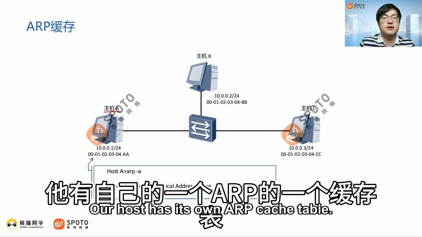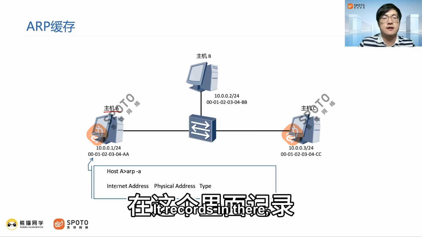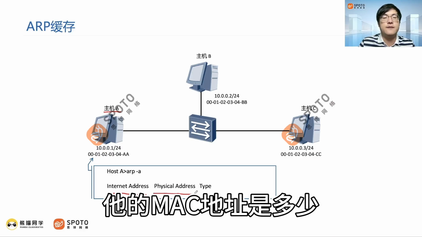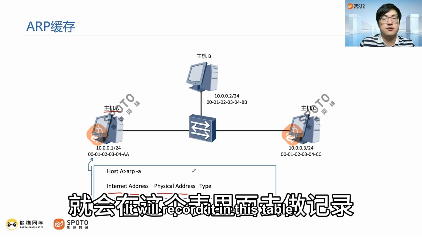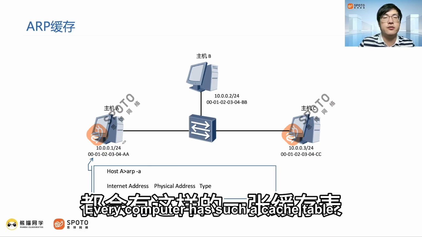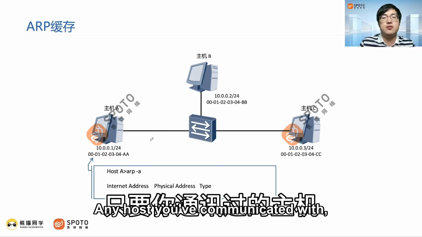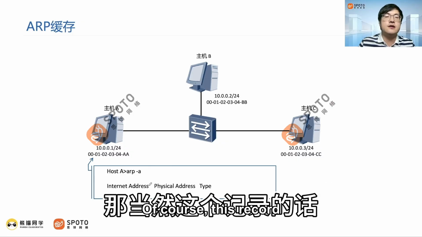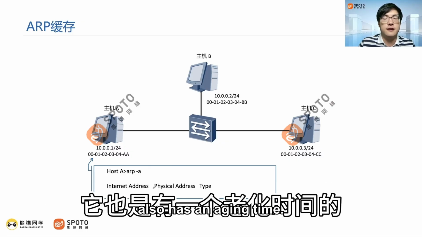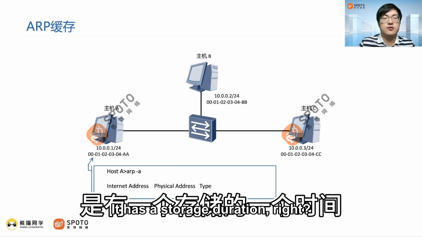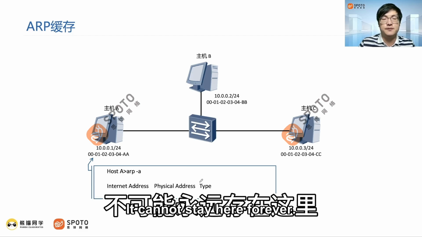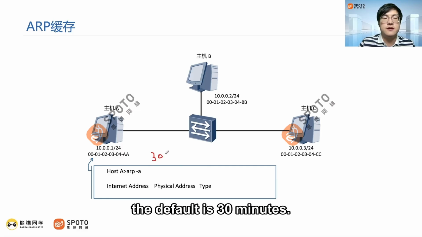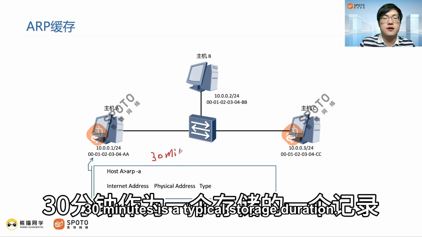Our host has its own ARP cache table. It records in there, for a certain IP address, what its MAC address is. Yeah, it will record it in this table. Every computer has such a cache table. Any host you've communicated with will have a corresponding ARP record here. Of course, this record also has an aging time. It has a storage duration, right? It cannot stay here forever. Generally speaking, the default is 30 minutes. 30 minutes is a typical storage duration.